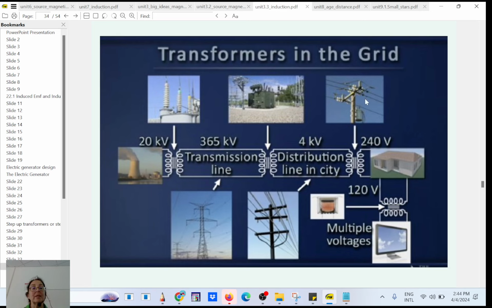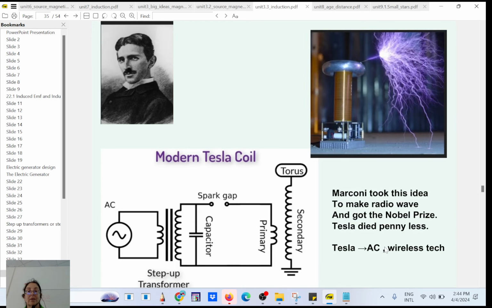Because in Florida, everything has to be above the ground. So this is so ugly here. And then this is also ugly. So you step down back to 240 volt, and then you can use it for your appliances. So for example, if you have an audio system, maybe it's going to be 20 volt, maybe 6 volt. So inside it, you need to have a step down transformer. Is that clear? Okay, so that's how real life works.